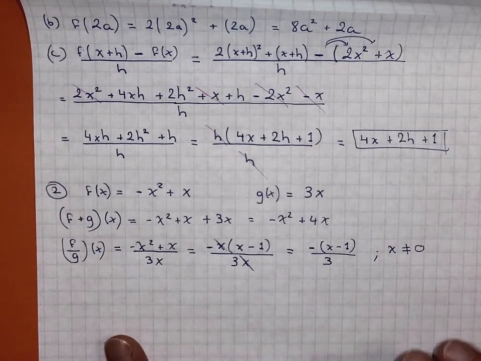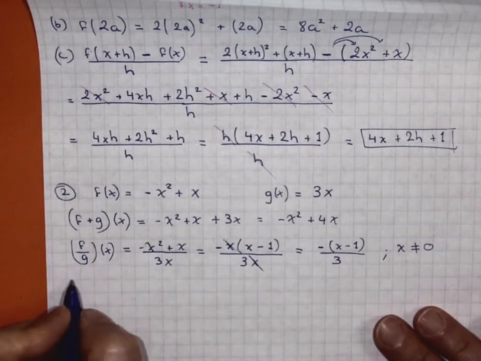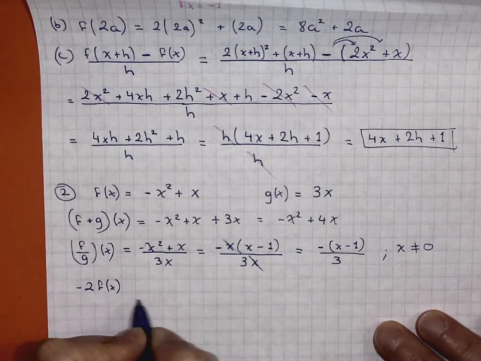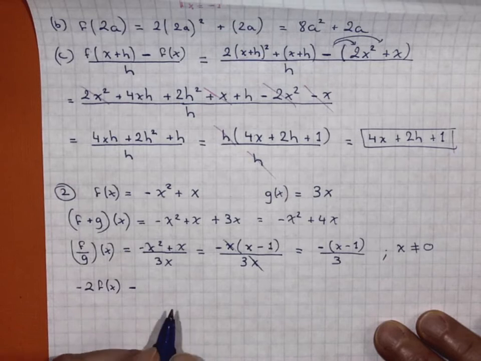So that's addition, division. Sometimes you want to do something like negative 2 f of x minus, oh, I don't know.